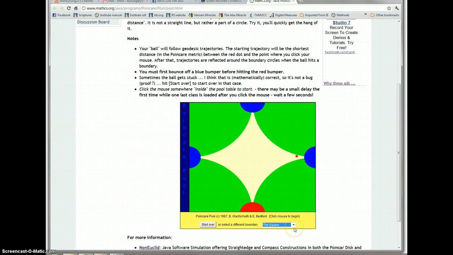Basically, you just click the mouse somewhere inside the pool table to start, and the computer sends the ball, and watch how it acts. It doesn't, oops, I got it in a pocket. How often do you think that will happen? Let's try it again. Start over. Let's pick close to the pocket here. Oh, we thought it was going in, but it didn't quite. So our normal Euclidean pool properties that we're used to aren't quite the same with this. You'd have to learn all new instincts for this game.